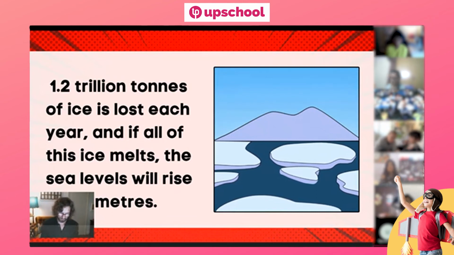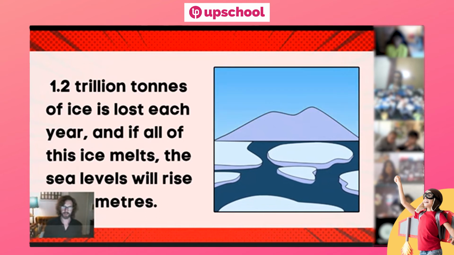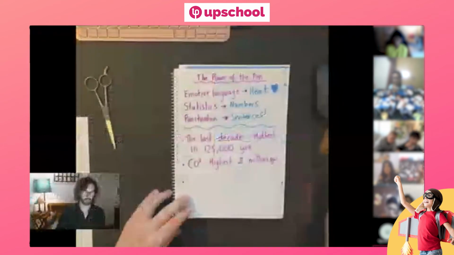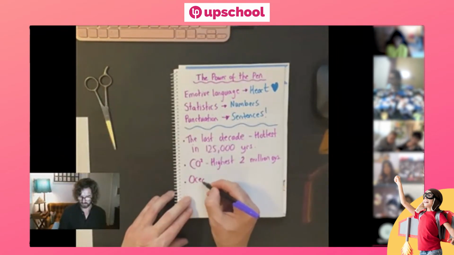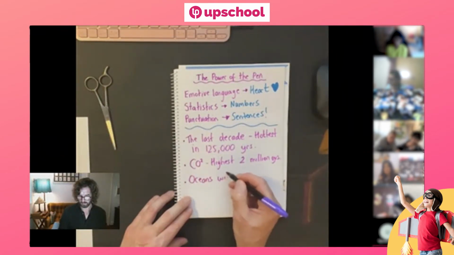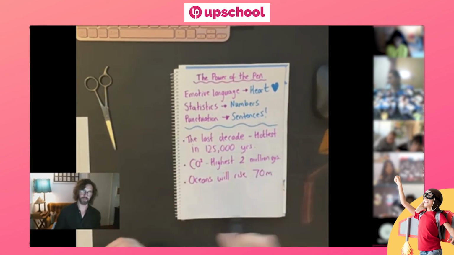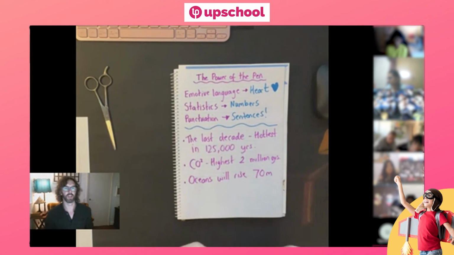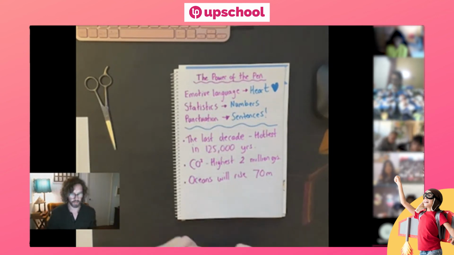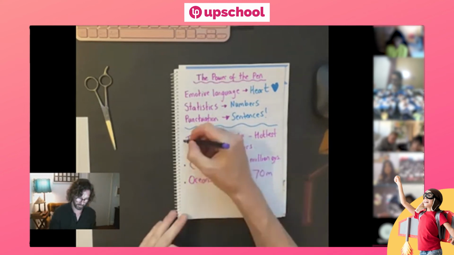So in our books, fact number 3, if we can, I'm going to write down 70 meters. Just like this. I'm going to put it in my book. Oceans will rise. I'm going to write it like this. 70 meters. Just like that. Goodness me. That would be a lot. If the ocean came up 70 meters, and that's why this is such an important article that we're about to put together.